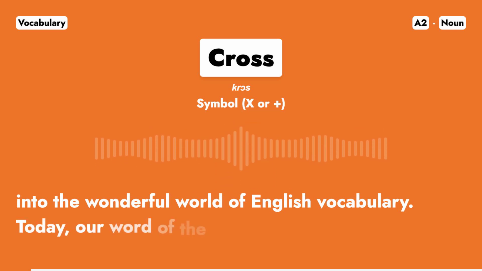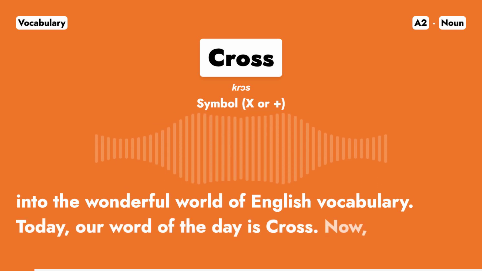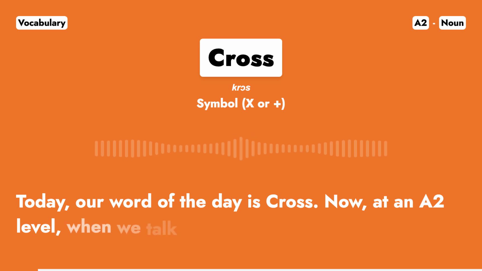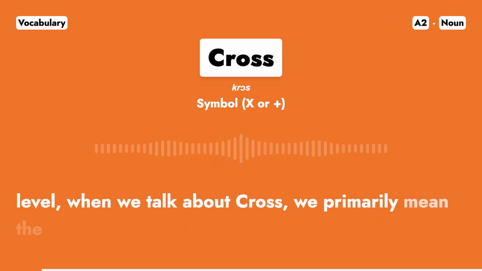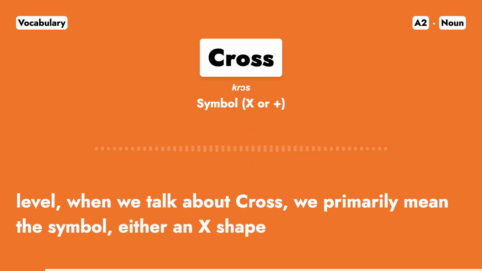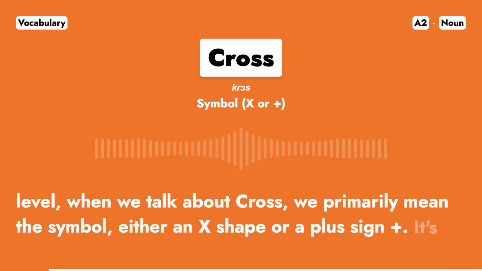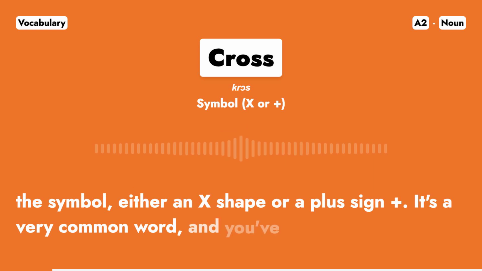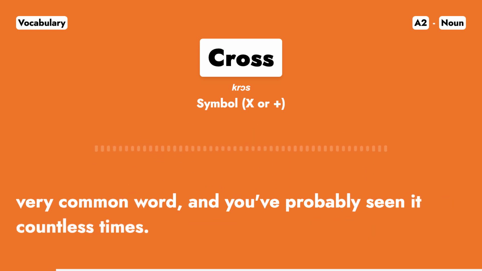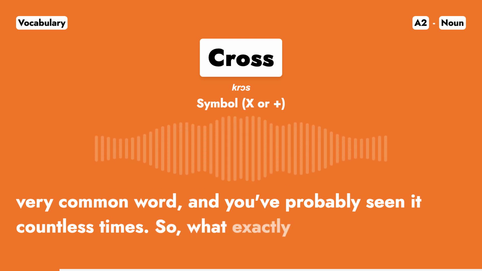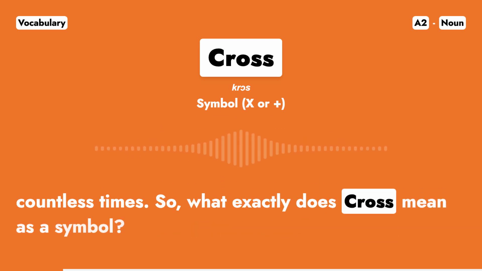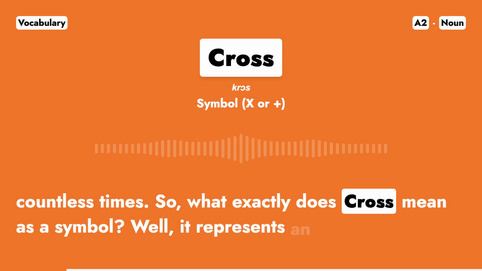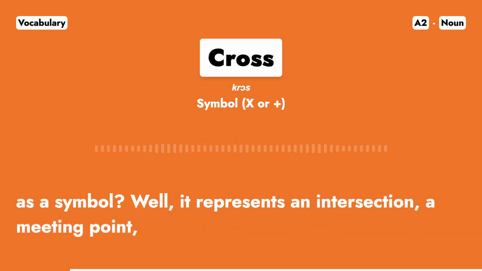Today, our word of the day is cross. Now, at an A2 level, when we talk about cross, we primarily mean the symbol, either an X shape or a plus sign. It's a very common word, and you've probably seen it countless times. So, what exactly does cross mean as a symbol? Well, it represents an intersection, a meeting point, or sometimes a religious symbol.